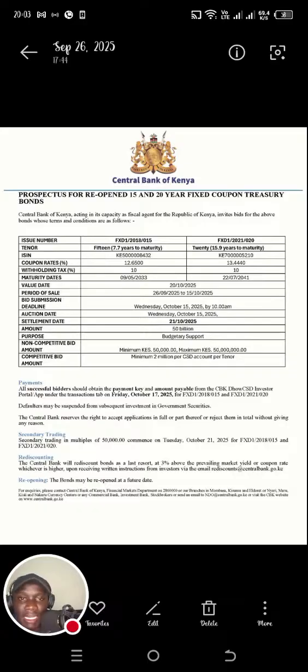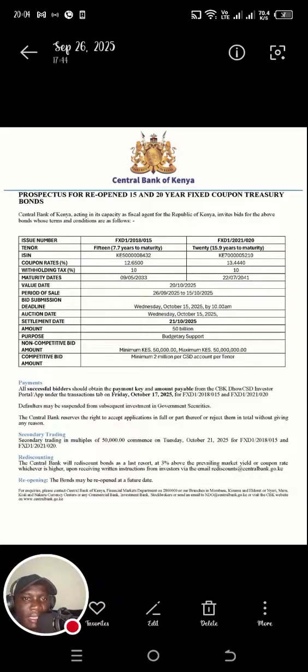Even when artists are going to perform, they give themselves time to sell tickets. They give themselves 2 weeks, 3 weeks, a month to sell tickets. It is the same with the Central Bank of Kenya. They don't float a bond today and close it today. So there is a period between the 26th of September, that is yesterday, to the 15th of October 2025. So we have about 3 weeks for the interested investors to place their bids.